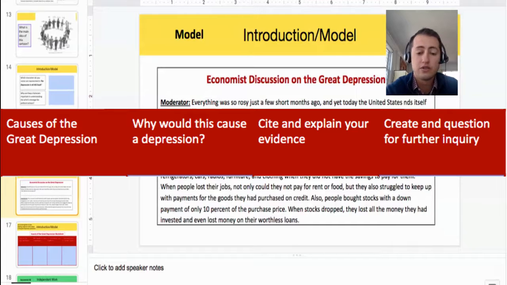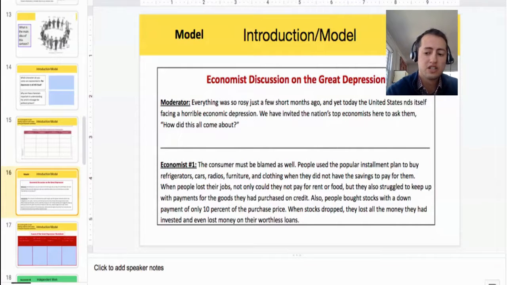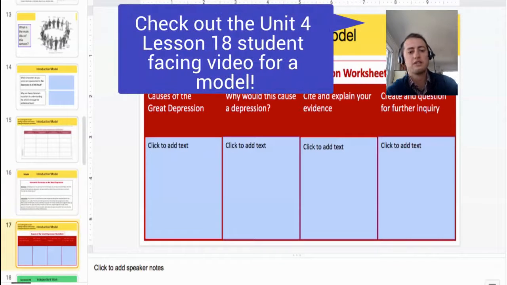or you can use the video which I created, which is specifically student facing, which does this model for them. You can just have them watch that video. So once you've modeled this, for economist number one, you'll model filling in the chart for that economist's point of view.